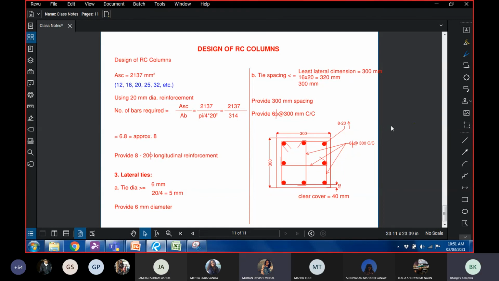No, irrespective of what the height is, if you're given the spacing, then height is not of concern. Whether it is 3 meters, 4 meters, or 2 meters, since you've already given the spacing, you don't have to say 10 numbers. A simple answer is that ties are normally given in terms of diameter and spacing. They are not given in terms of the number of ties required over the height of the column.